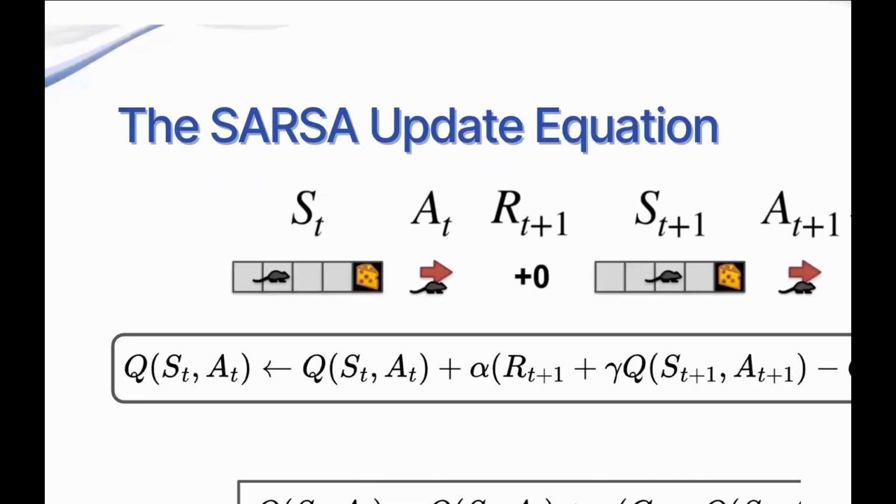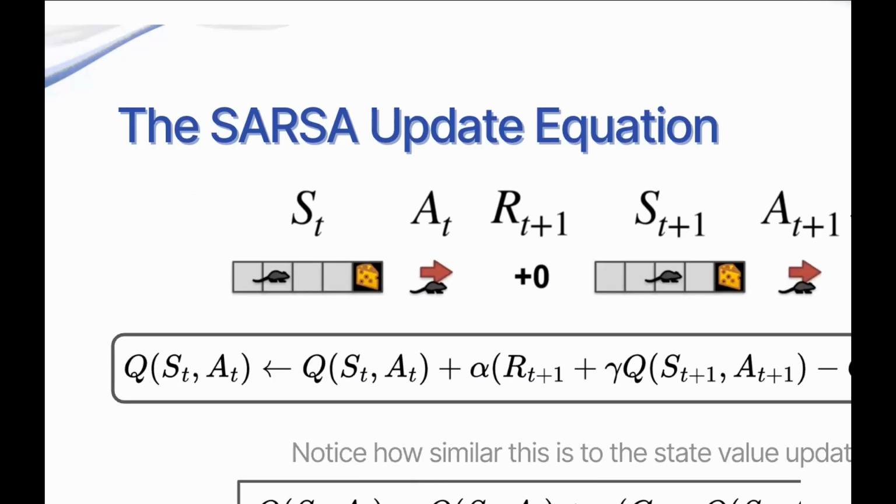This is the SARSA update equation. It's pretty simple. It's pretty similar to the TD for V, right? But this time, it's once again the same idea. It's your current estimate for this particular state action pair. So in this case, this state action pair will be state 2 and the right action.